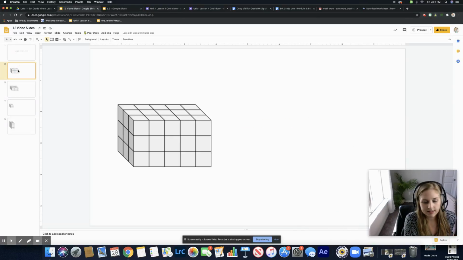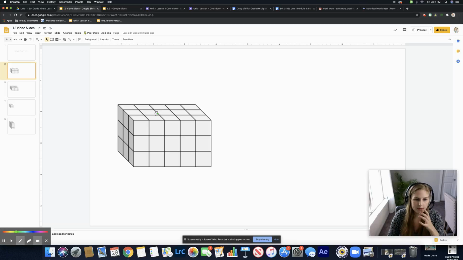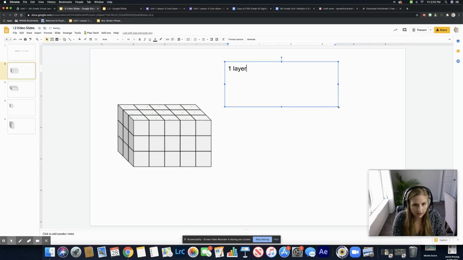All right, so here it is. And think back to what we just did. We can't see all the blocks on the bottom layer, but we know that there's blocks under there because if there wasn't, then the block would fall straight down. So there has to be blocks underneath holding that top one up. So let's count how many blocks are in one layer. So 1, 2, 3, 4, 5, 6, 7, 8, 9, 10, 11, 12, 13, 14, 15. So one layer has 15 blocks.